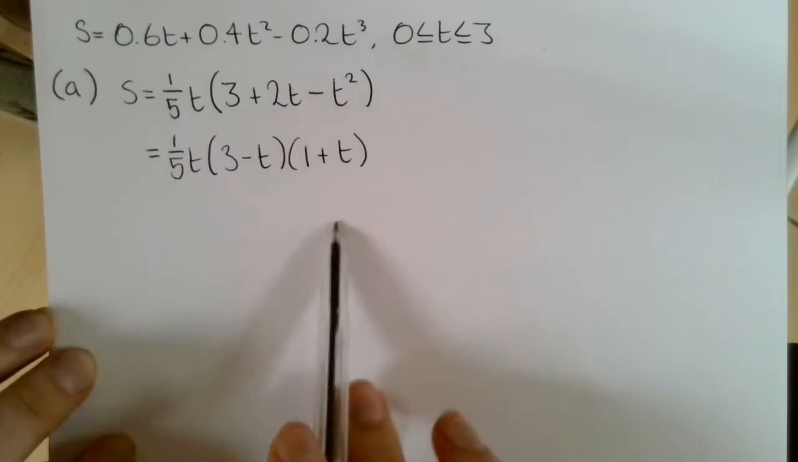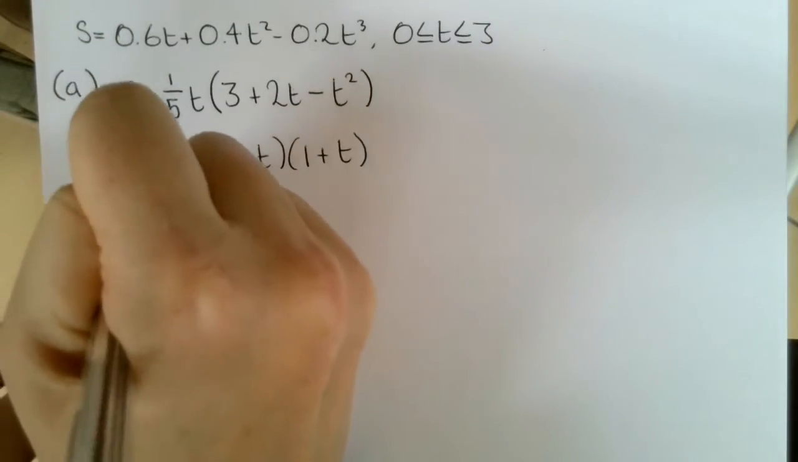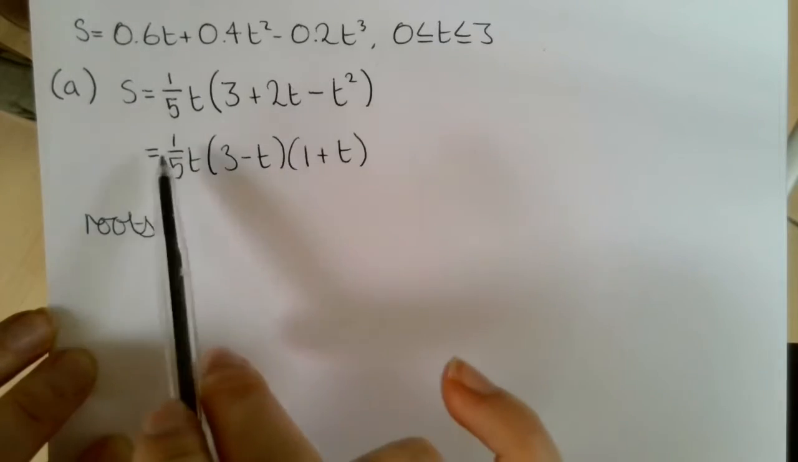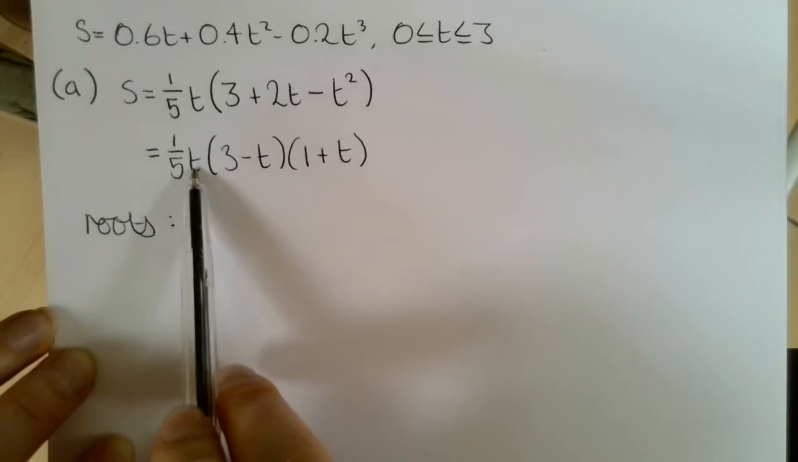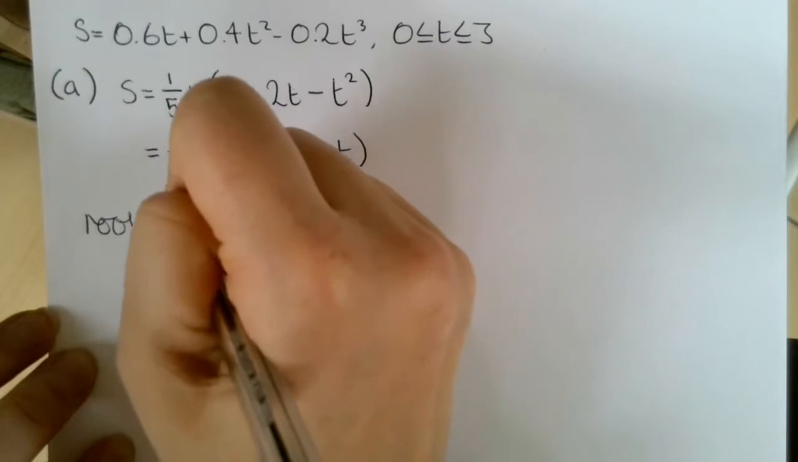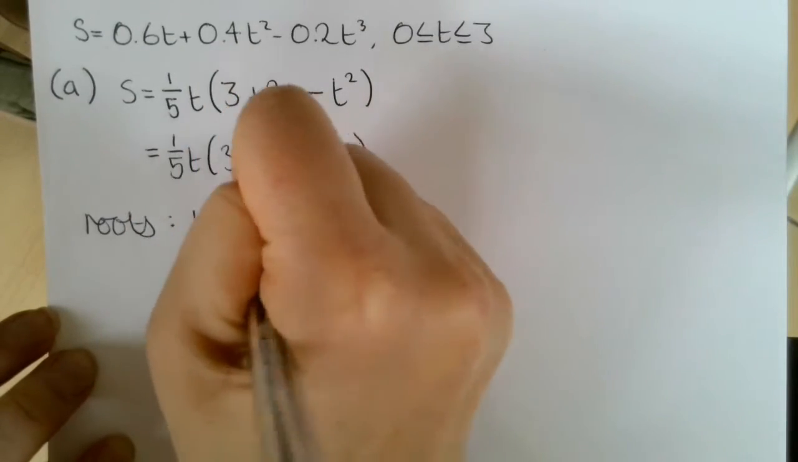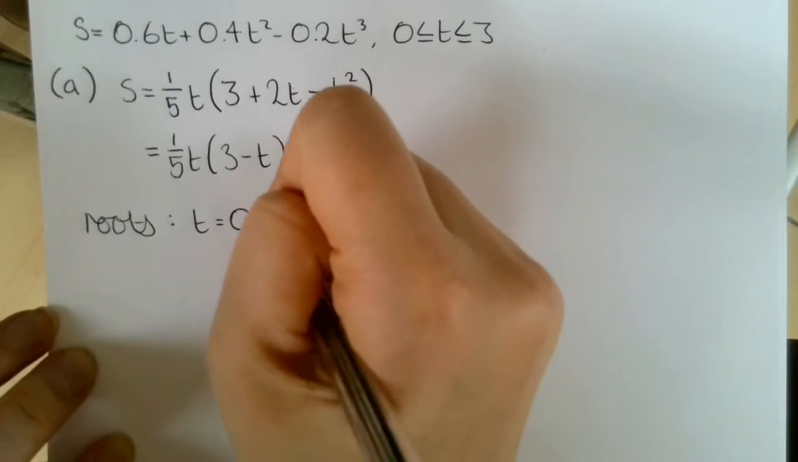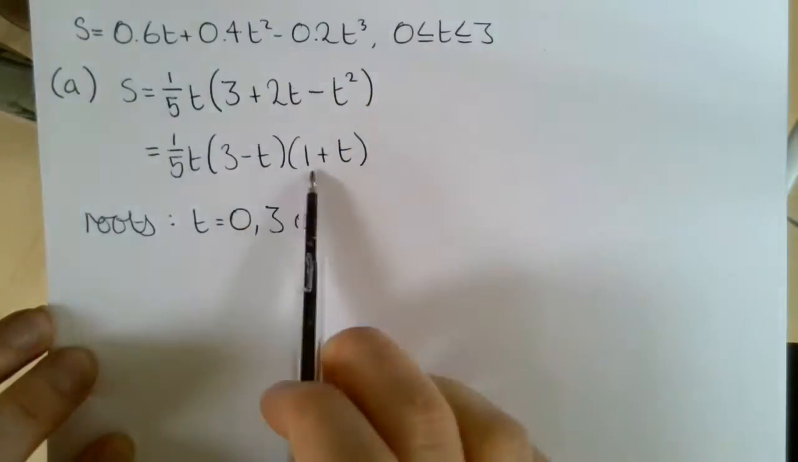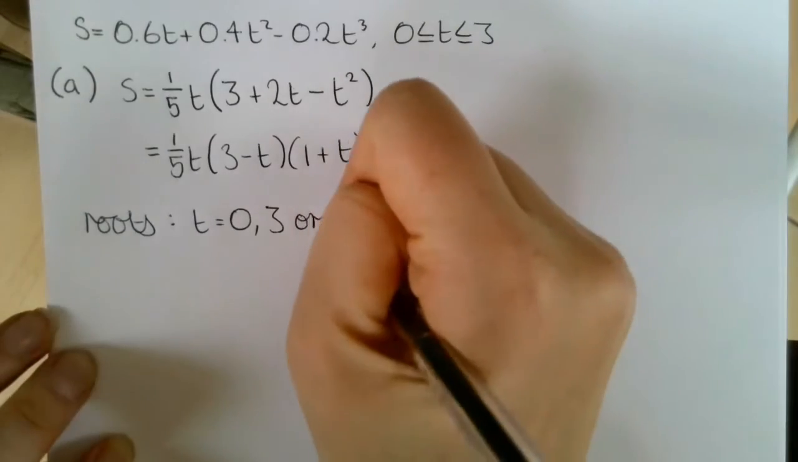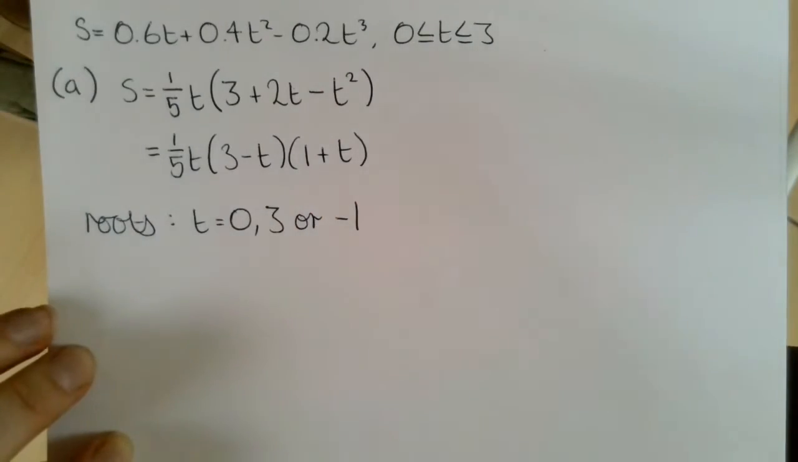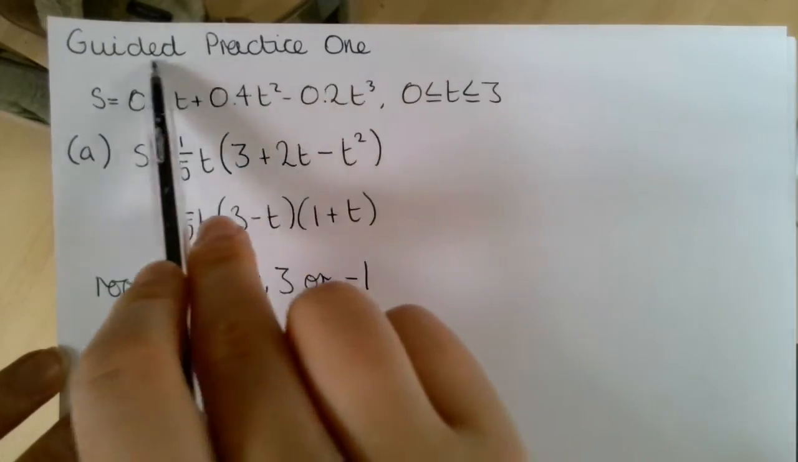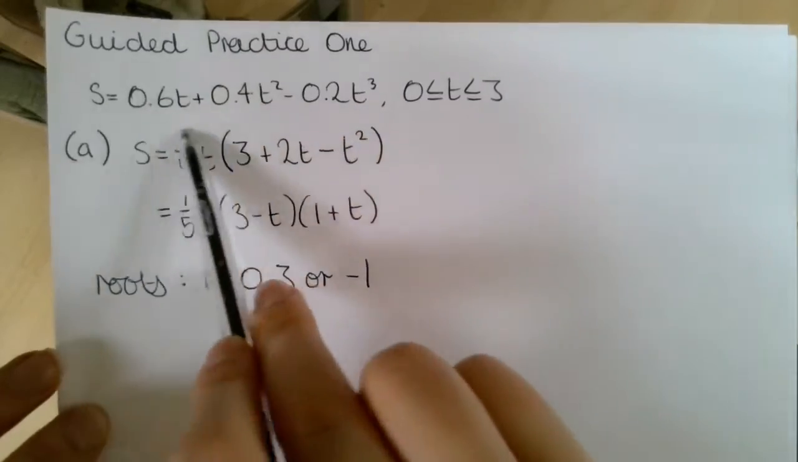So we've got a cubic. The roots of our cubic are, well, we've either got that a fifth of t equals 0, which implies that t equals 0. 3 minus t equals 0, which implies that t equals 3. 1 plus t equals 0 implies that t equals minus 1. Now we have not got a y-intercept because all of our terms here have a factor of t.